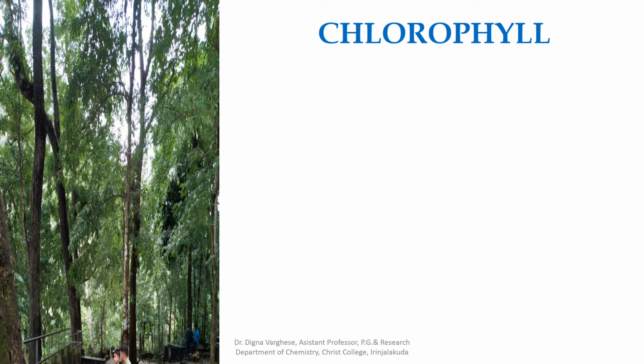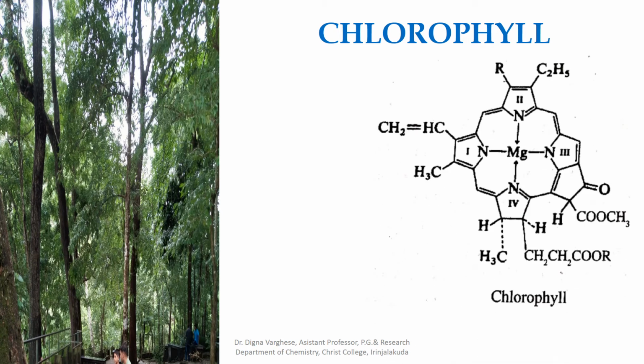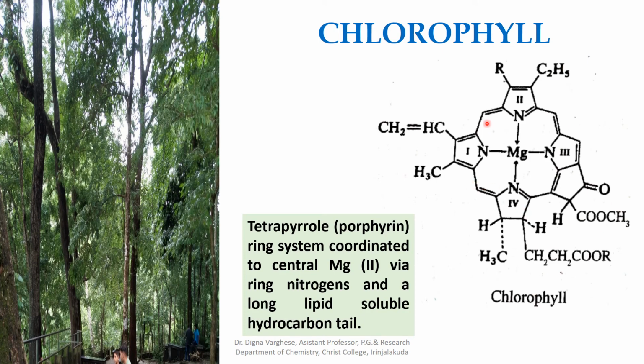Another important naturally occurring complex is chlorophyll. Every plant contains chlorophyll as a coordination compound in which photosynthesis occurs. In chlorophyll, the central metal atom is magnesium, and here also there are porphyrin ligand units, but the substituents are different. Here the tetrapyrrole system, that is the porphyrin ring system, is coordinated to the central metal magnesium via these 4 ring nitrogens, and there is a long lipid soluble hydrocarbon tail.